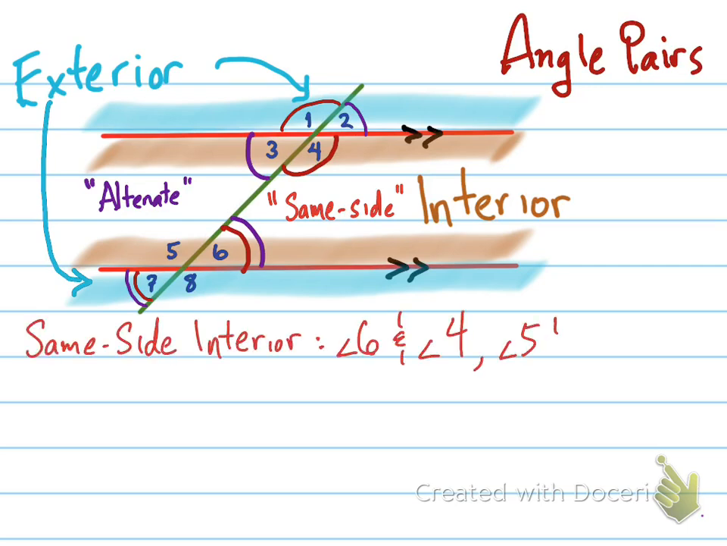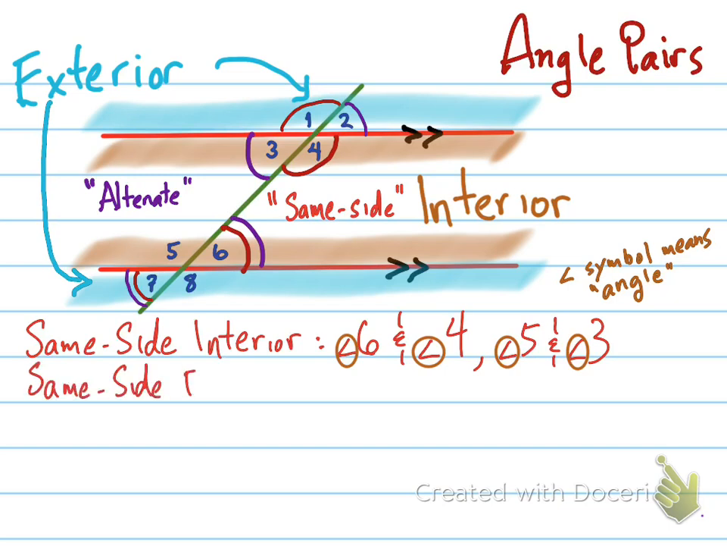Okay, so what are called same side interior angles would be angle 6 and angle 4. That's a pair of same side interior angles. Same with angle 5 and angle 3. Angles 5 and 3 are called same side interior angles. By the way, that little symbol in front of the numbers is a symbol that you'll see a lot. It just means angle. So angle 6, angle 4, angle 5, angle 3, that's just what we're saying right there.